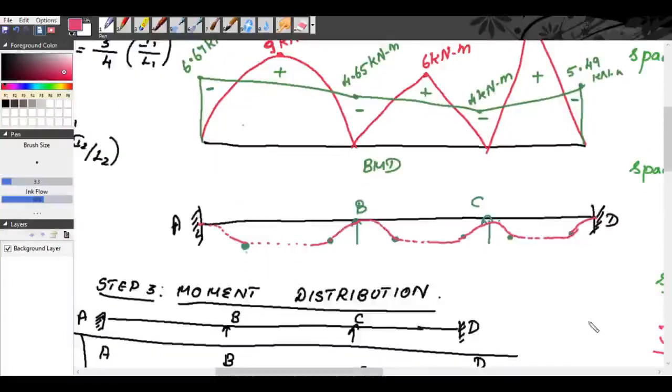Now, if the shear force diagram is asked, you can find it using your static equilibrium equations, as we have studied in detail in our first module. So the same procedure you can follow for finding the shear force. So we will stop here.